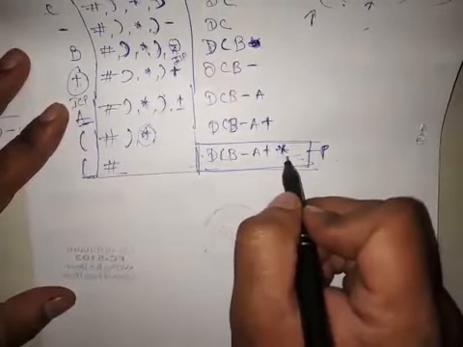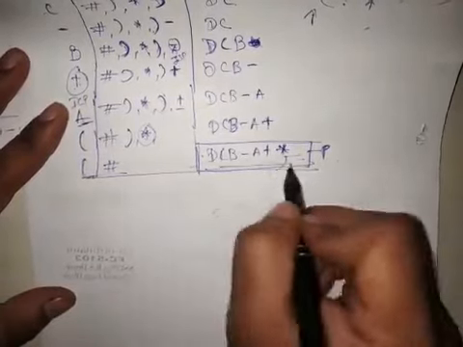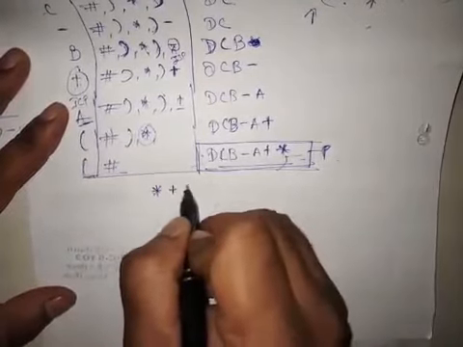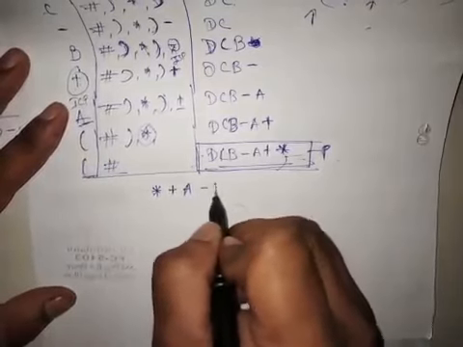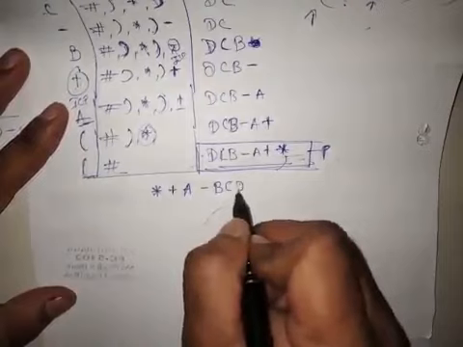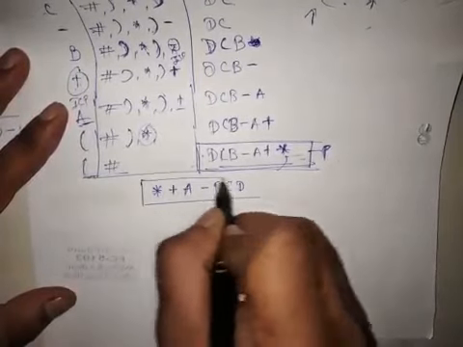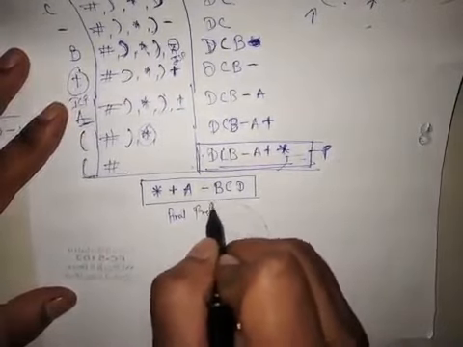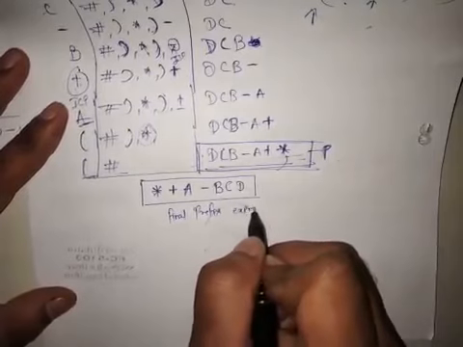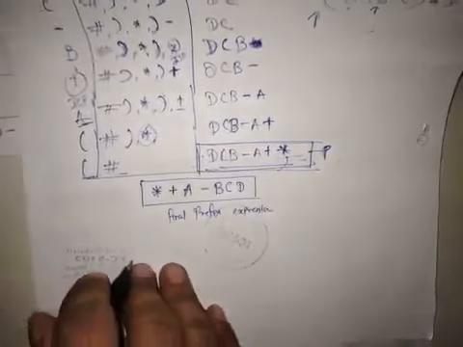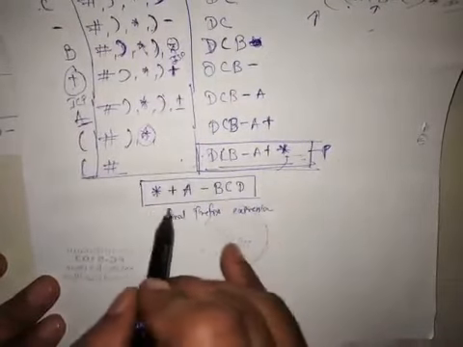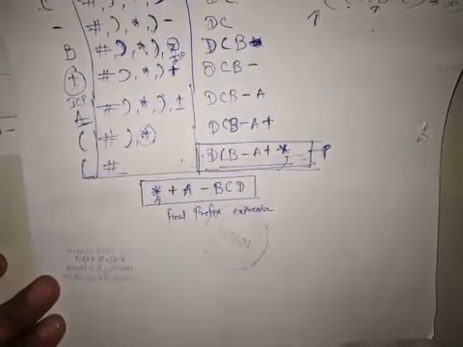So what we are going to do? We are going to reverse this expression. So finally what we get? Multiplication sign, then plus sign, then A minus B C D. Okay, so this is your final prefix expression. So don't forget to reverse this expression, since in a prefix expression operators come before operand. Okay, so thanks for watching.